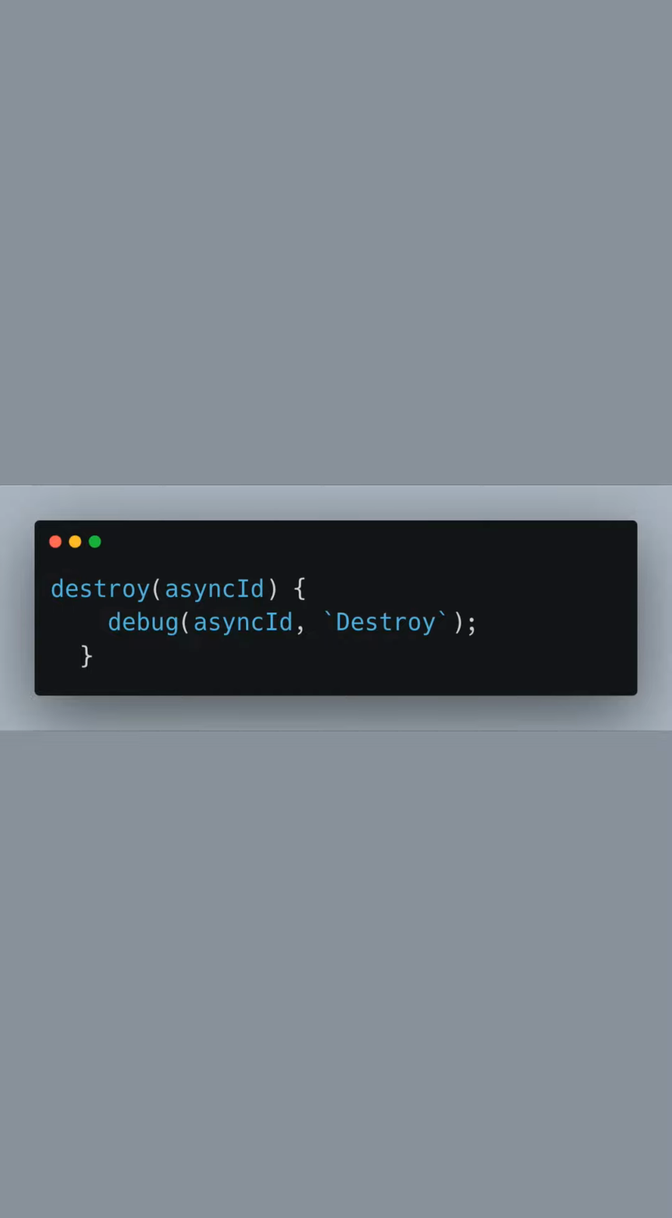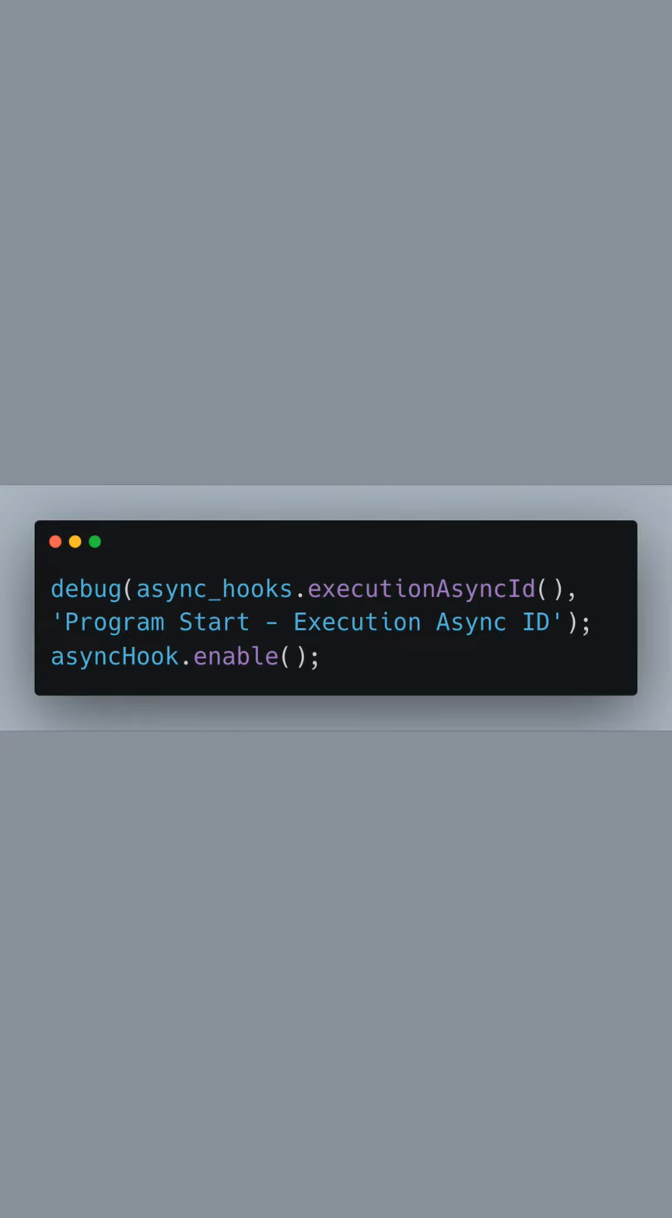The destroy callback is called when the asynchronous operation is cleaned up. This typically happens when the operation is no longer needed and can be garbage collected. Before enabling the hook, we log the current execution asynchronous ID. This represents the context where the async hook is being enabled.